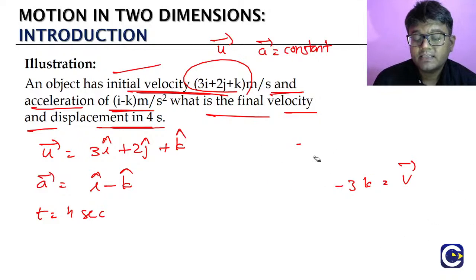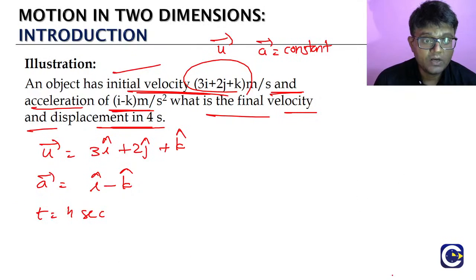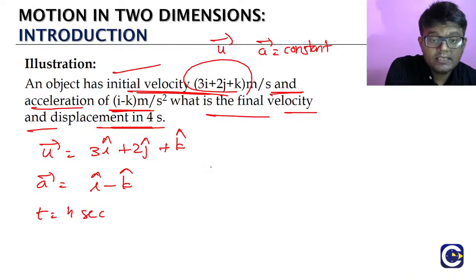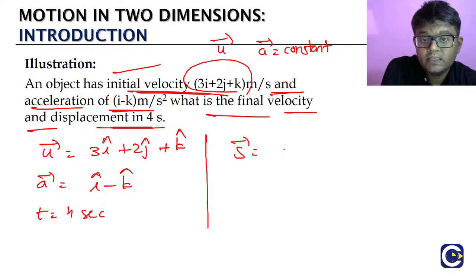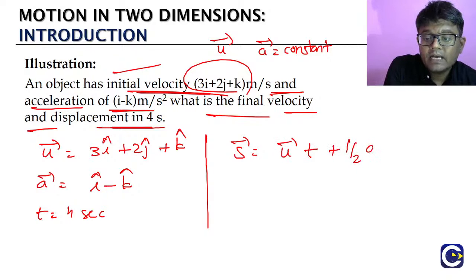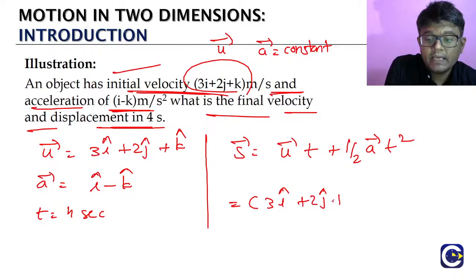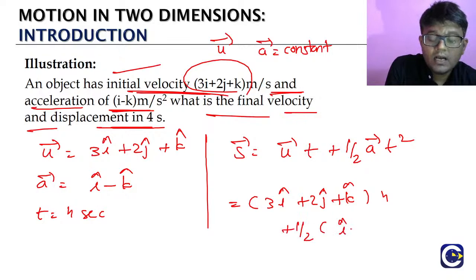Then what is the other thing that we have to solve? We also have to solve the displacement in that 4 seconds time. How do you solve the displacement? What is the equation for the displacement in the vector form? S bar is equal to u bar into t plus half a bar into t square. Means u bar is 3i plus 2j plus k into t. T is 4, plus half into a bar, which is i minus k, into t square. Means what?